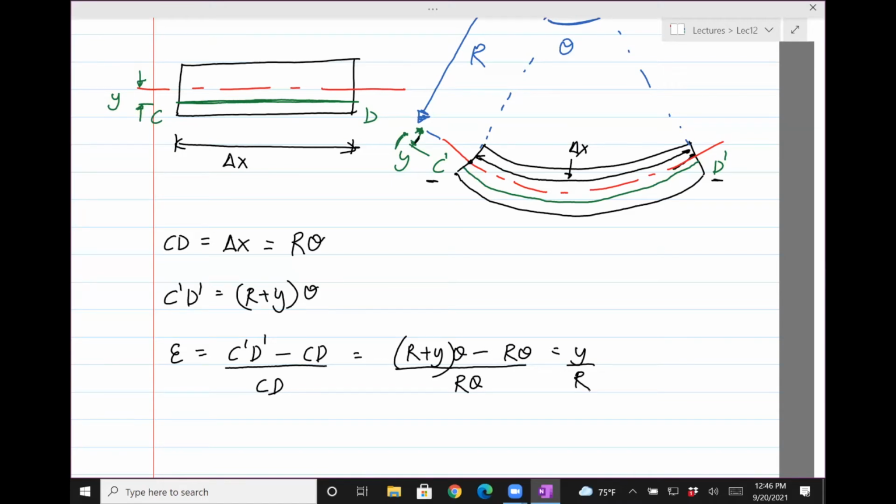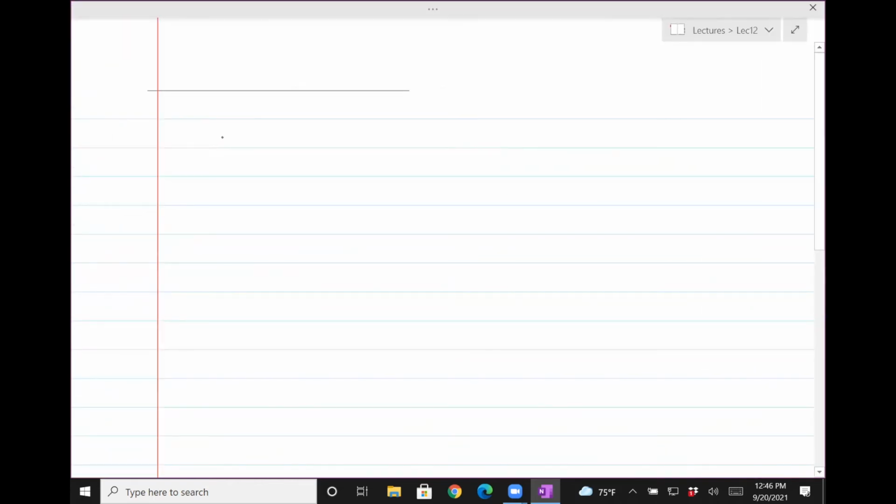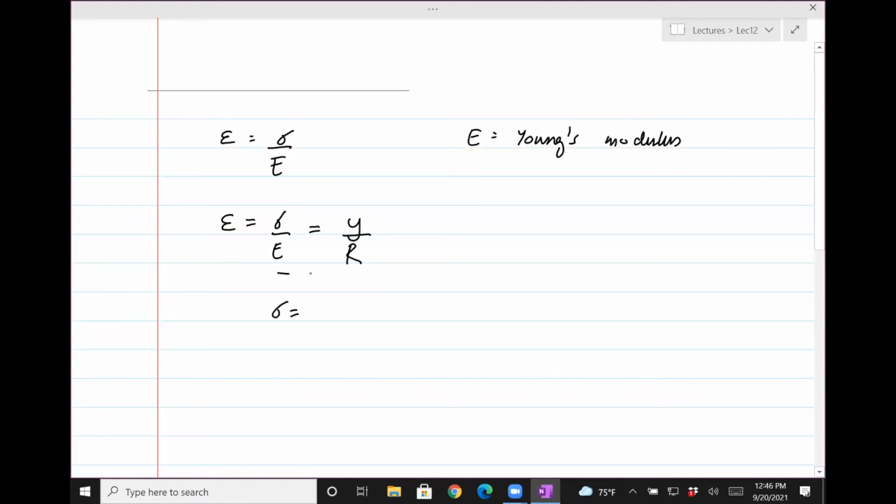Okay, so we got the strains. Now it's not very hard to go to the stress because we know that the strain and stress are related. So the strain is sigma divided by E, where E is the Young's modulus. And so we can write epsilon equals sigma divided by E equals our expression which you just derived, y divided by r. And so if you want to find sigma from these two, it's simply y divided by r times E.